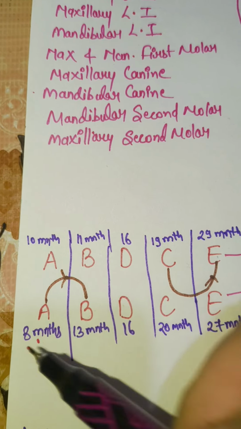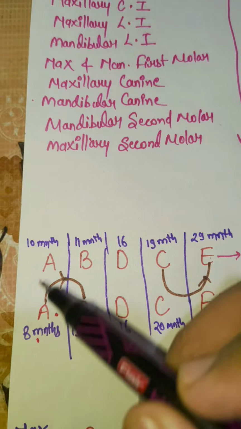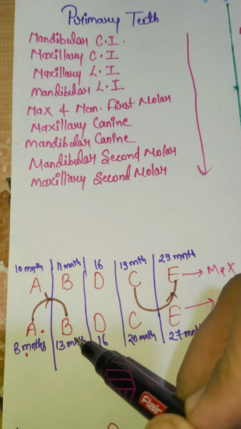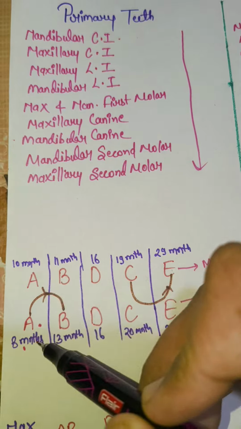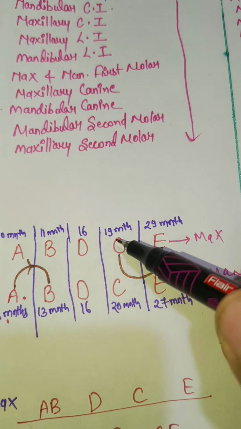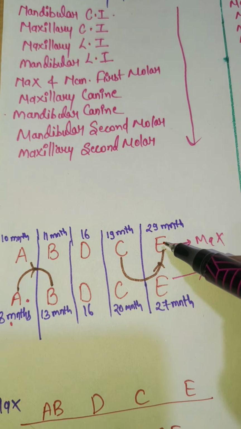So here we start from 8 months. What is this? This is the mandibular central incisor, and this is the maxillary central incisor. So first the mandibular central incisor, then the maxillary central incisor. B stands for maxillary lateral incisor and then mandibular lateral incisor. So 8 months, 10 months, 11 months, 13 months. For the maxillary and mandibular canine, 16 months. Now maxillary canine, then mandibular canine, then mandibular second molar, then maxillary second molar. This is the anti-clockwise direction.